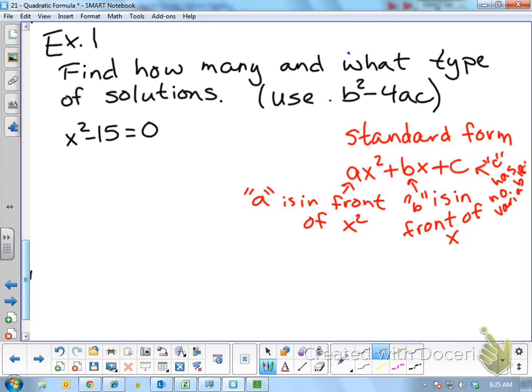So let's first start by finding a. A isn't much trouble because we know it's the number in front of x squared. What number is in front of x squared?